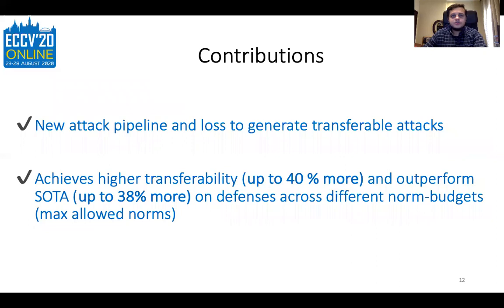Our contributions are twofold. We propose a new attack pipeline that allows us to generate transferable attacks, and we achieve high transferability and beat the state of the art on breaking defenses on ModelNet40 data.